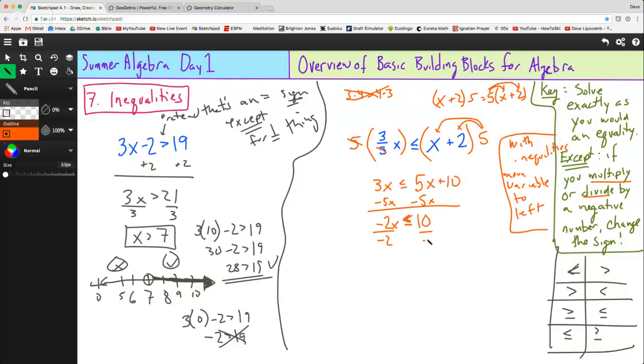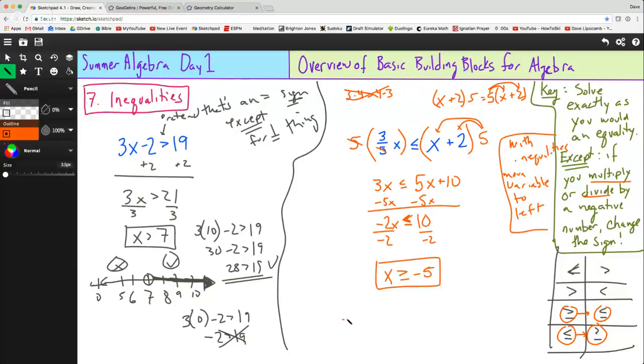So if we divide by -2, what do we have to do? If we multiply or divide by a negative number, we have to change the sign. So now we have x is greater than or equal to, right? If we have less than or equal to, it becomes a greater than or equal to. Greater than or equal to becomes a less than or equal to. So x is greater than or equal to -5.